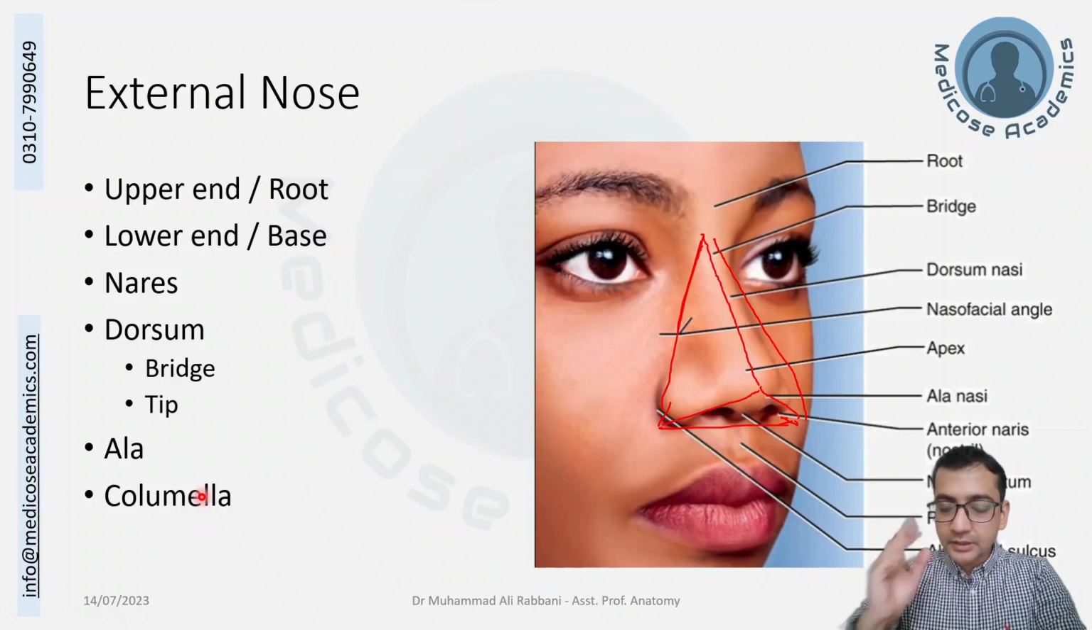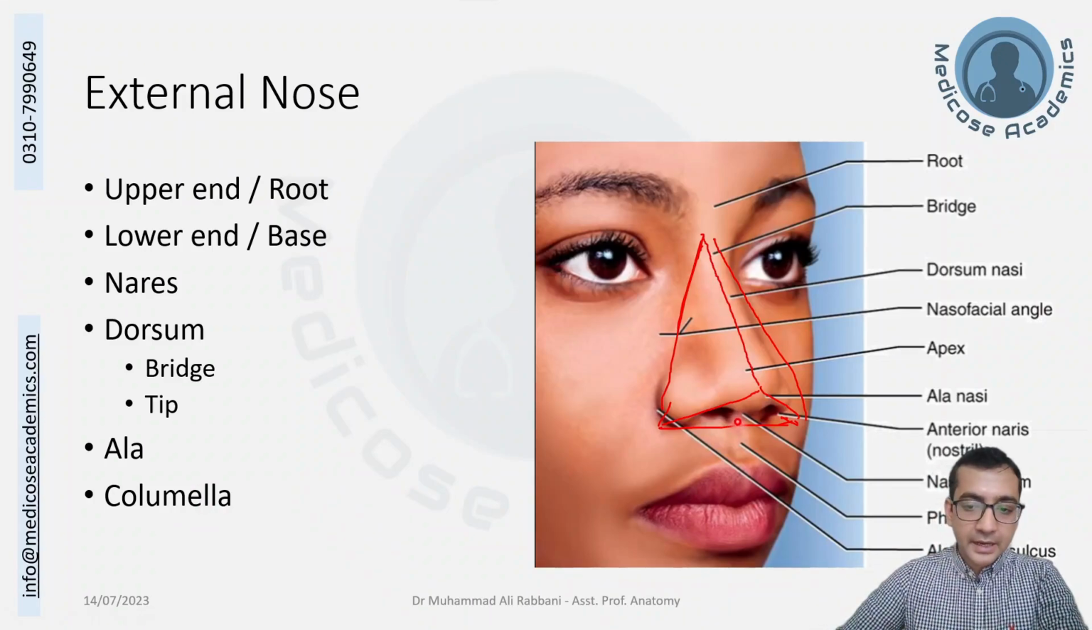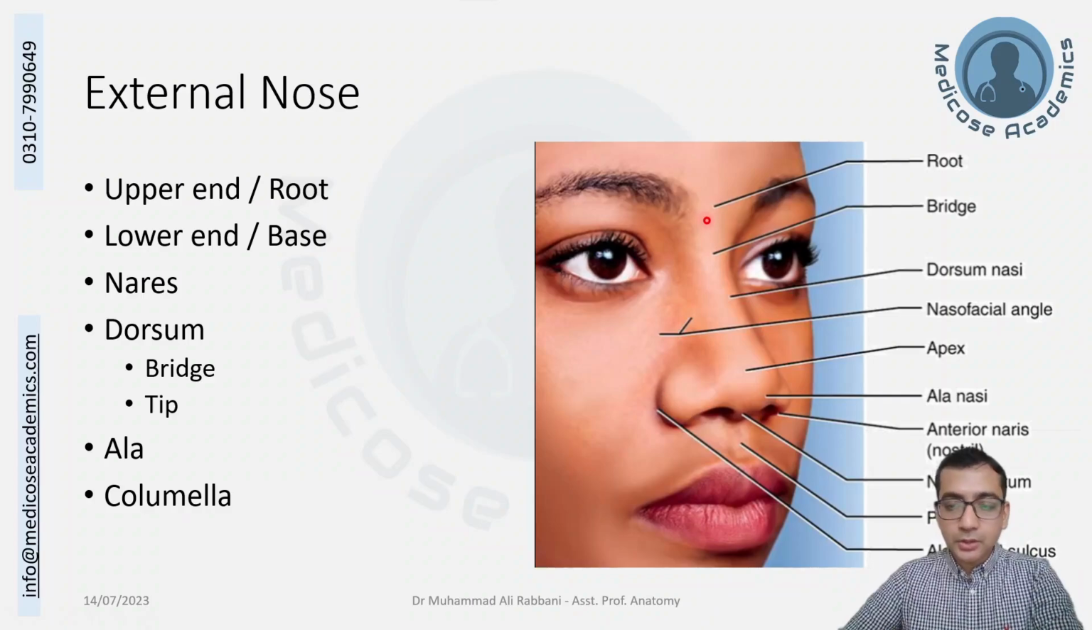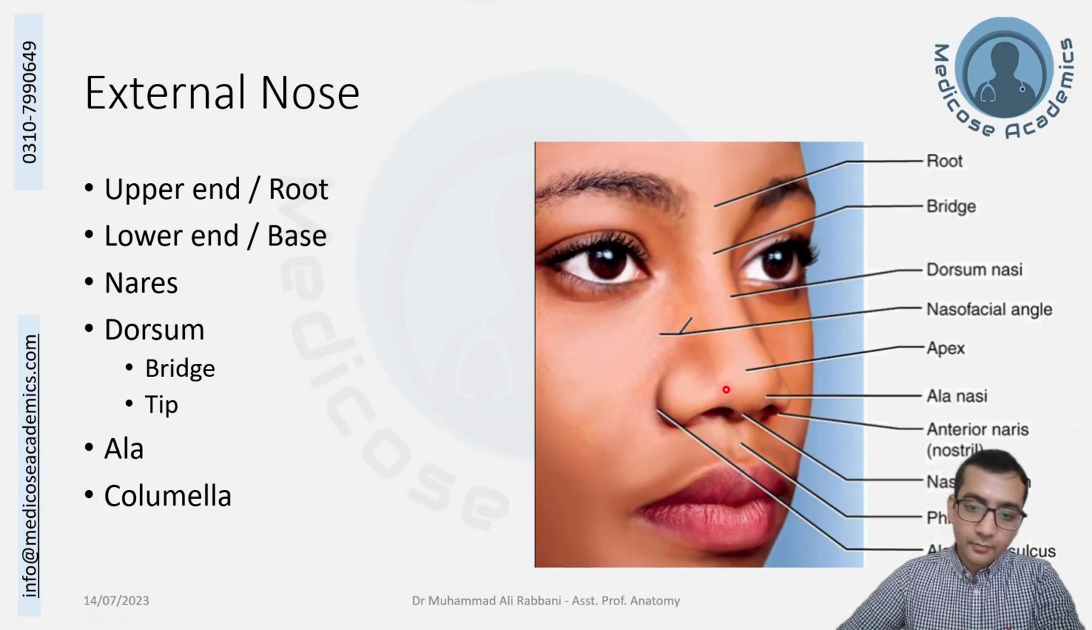This tag of skin that is present between the tip and the base of the nose is known as the columella. Then this is the dorsum of the nose. This whole area, especially the bony component, is called the bridge. Where this dorsum meets the forehead is called the root. If you follow the dorsum all the way to the apex, this is called the tip or apex. This lateral expansion of the base is known as ala.